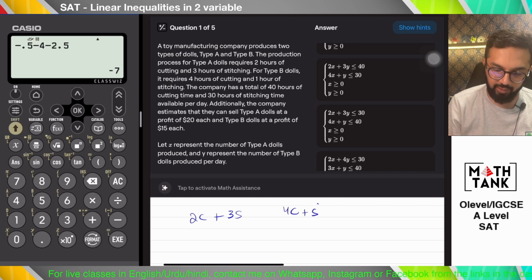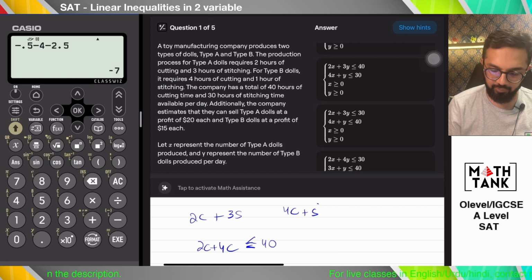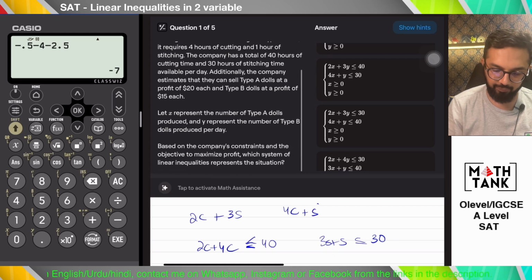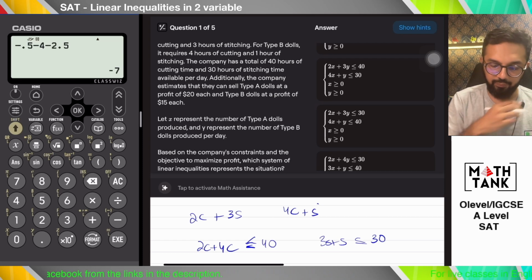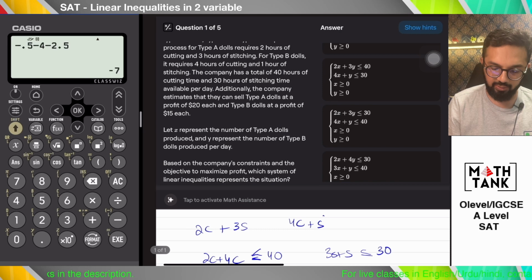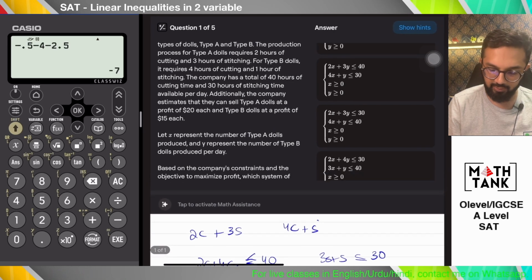The company has a total of 40 hours cutting time, so 2C plus 4C should be equal to 40, and stitching time should be 3S plus S should be less than or equal to 30. Okay. Additionally, the company estimates that they can sell type A dolls at 20 profit and type B dolls at a profit of, let X represent the number of type A dolls and type B dolls based on the company's constraints and the objective to maximize profit. Which system of inequalities represents the situation?